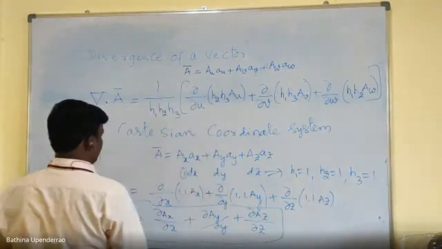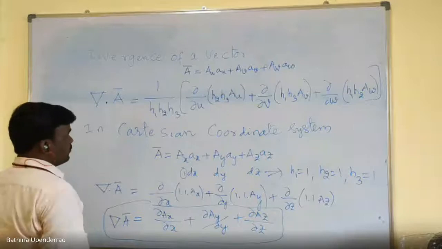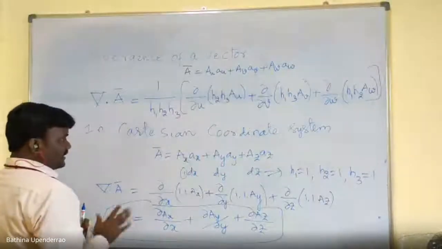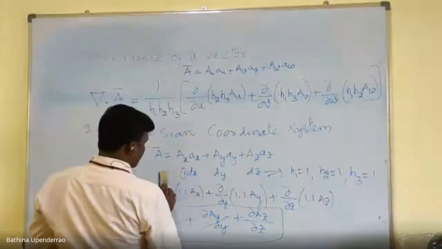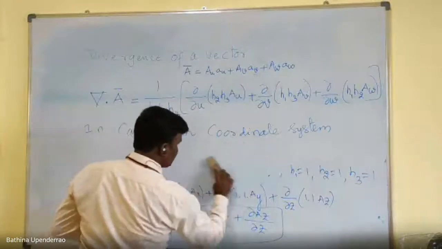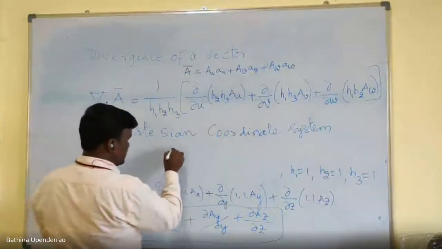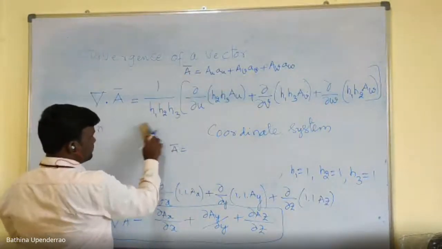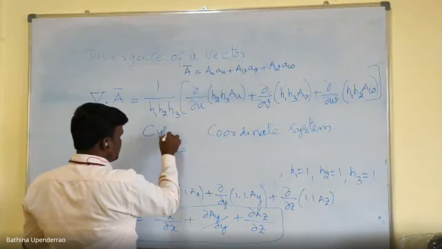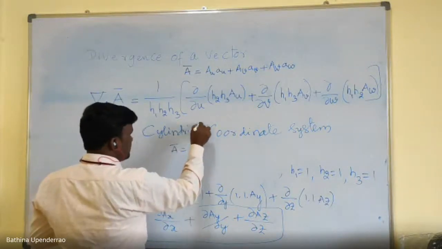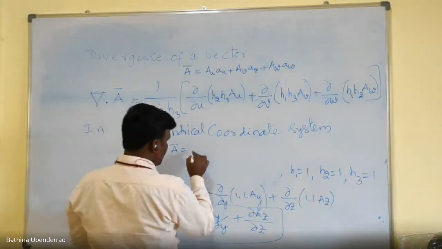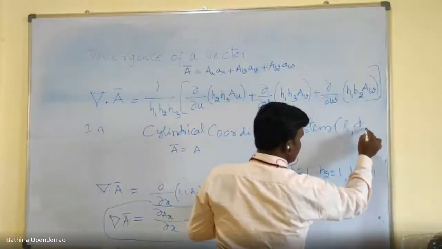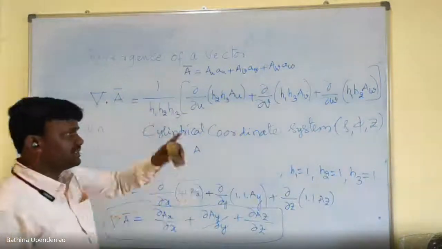cylindrical coordinate system. This is the generalized formula. We need to substitute h1, h2, h3, Au, Av, Aw in case of cylindrical coordinate system. What about vector representation? Vector representation is given by A bar. What are the elements in cylindrical coordinate system? Elements are rho, phi, z. In the previous case, x, y, z.